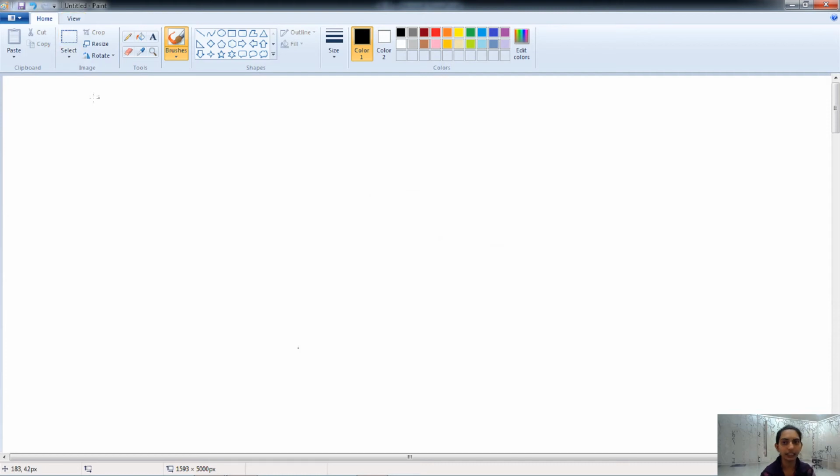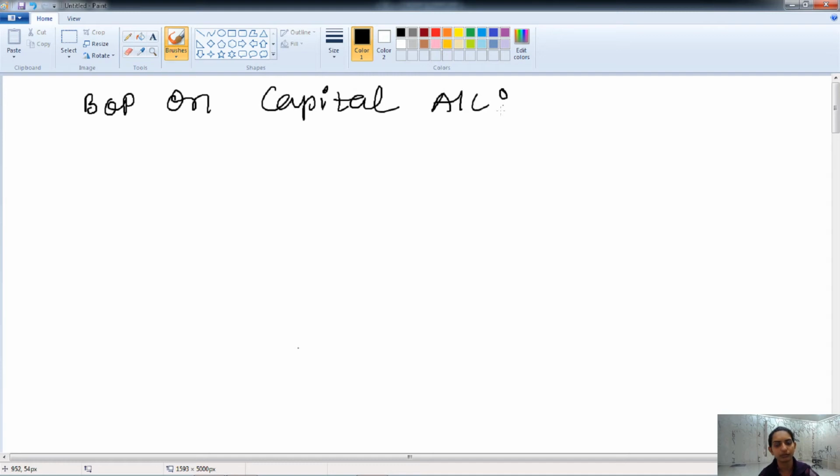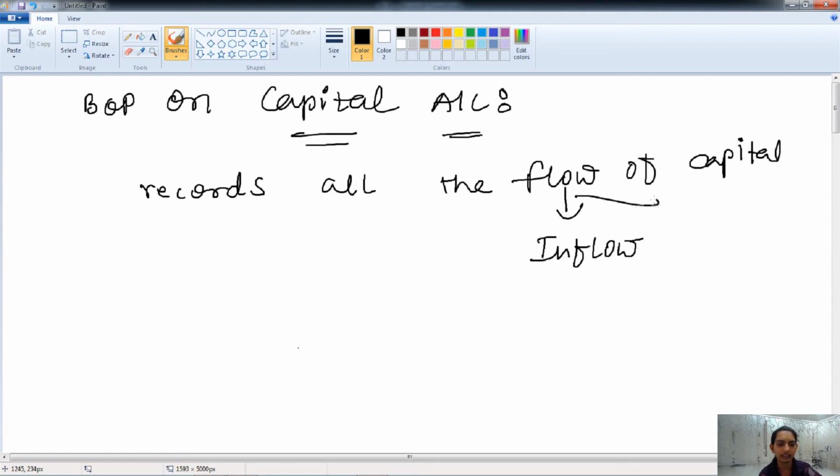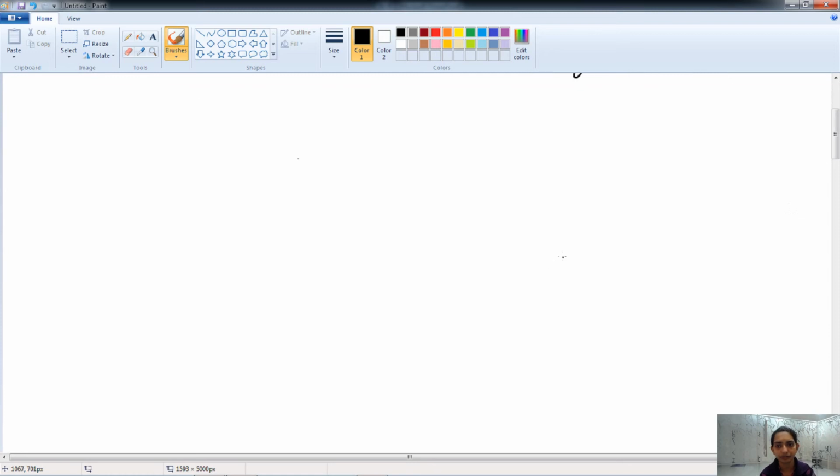Now let's move on to the second part of the balance of payment statement, that is the balance of payment on capital account. Okay, here the capital account records all the flow of capital. Okay, it records the flow of capital. Here the flow may be either the inflow of capital or the outflow of capital, right? Here the flow of funds can be divided in the following way, that is the non-debt creating inflow.